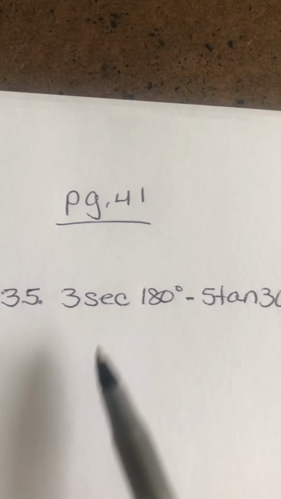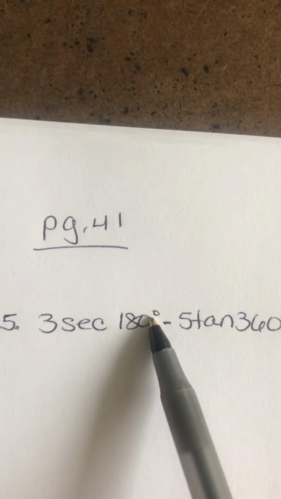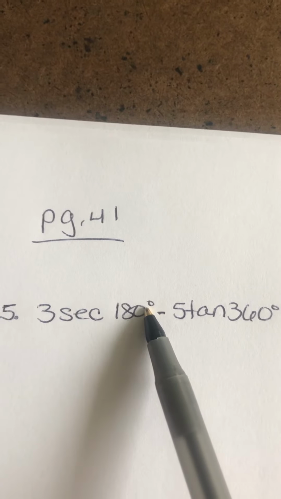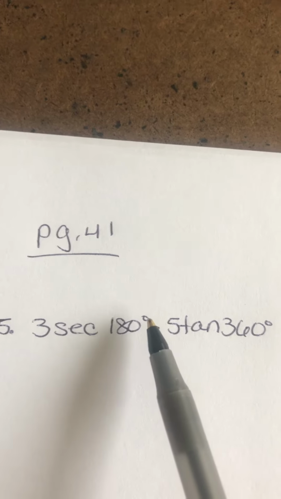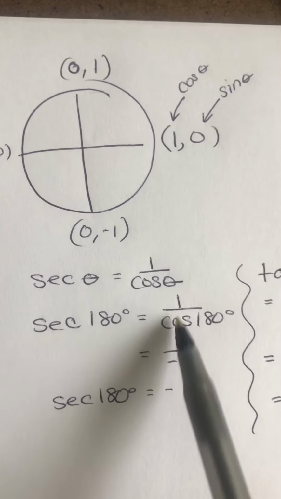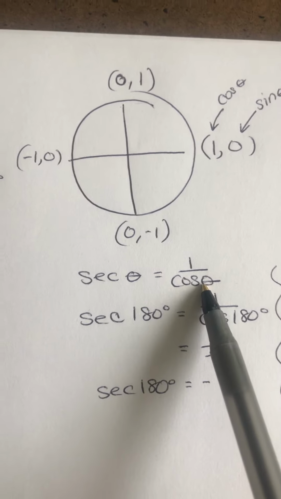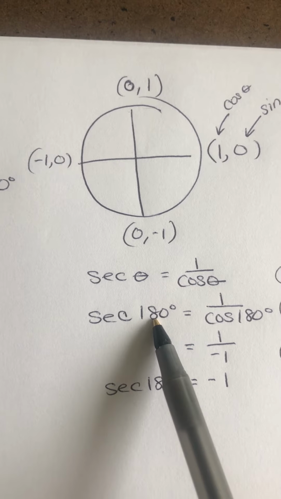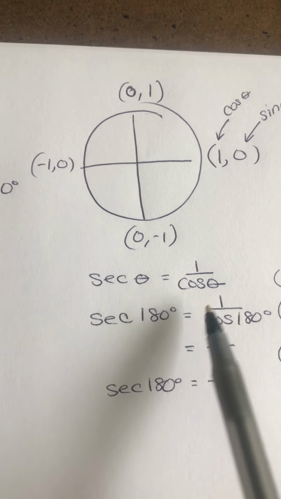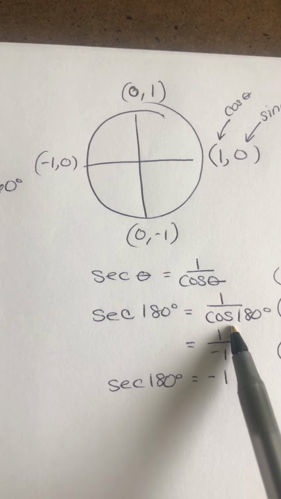So first thing I'm going to think about is the secant of 180 degrees. I know that secant is 1 over the cosine of theta. So off to the side here, I have secant theta is 1 over the cosine of theta. So that means the secant of 180 is going to be 1 over the cosine of 180.